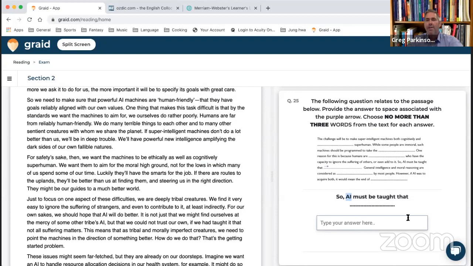Okay, now, this is a tougher one. I'm not going to be looking for the word AI because this whole article is about AI and that term is likely to be used throughout. What about something related to teaching or being taught, right? So let's see, we finished up with tribal creatures. All I'm going to do is just keep scanning for anything related to teaching.